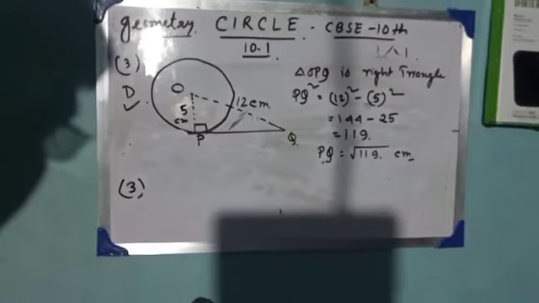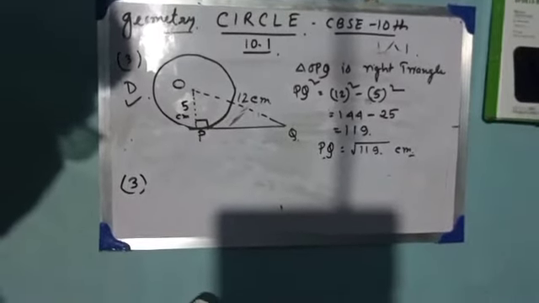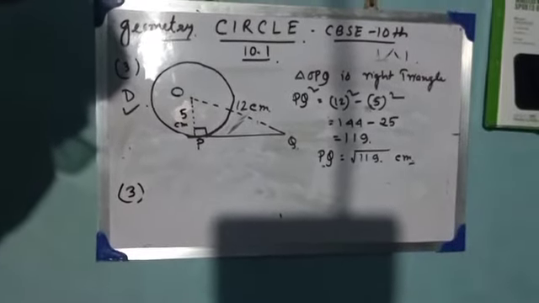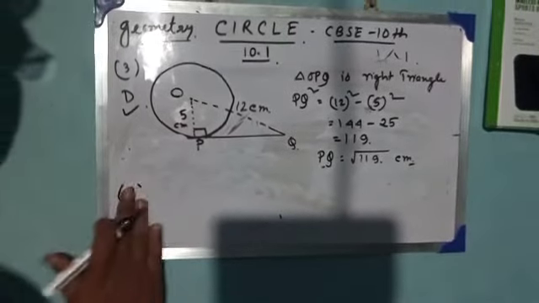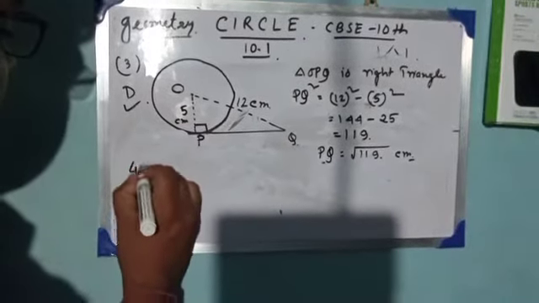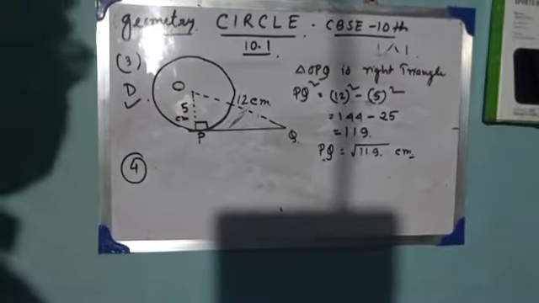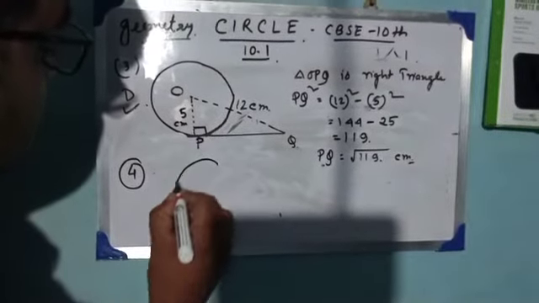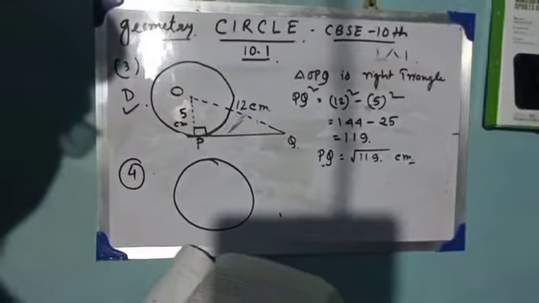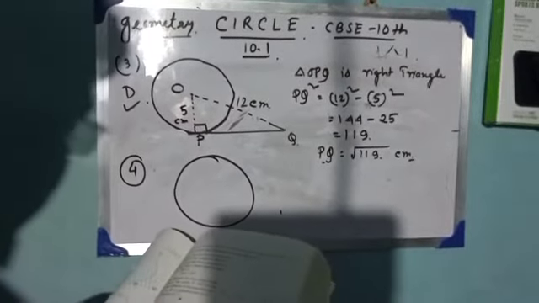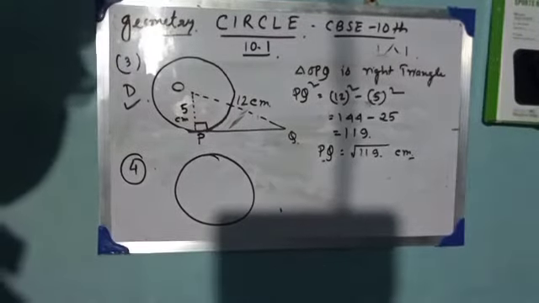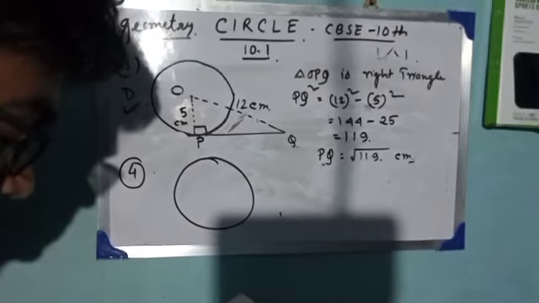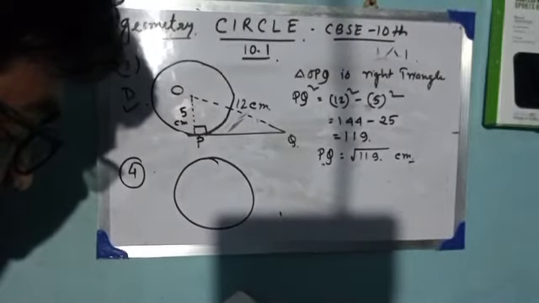Next, question number 4: draw a circle and two lines parallel to a given line such that one is a tangent and the other is a secant to the circle. I am drawing it here, but actually you have to draw it on a page with the help of a pencil and compass. First I am drawing a circle.